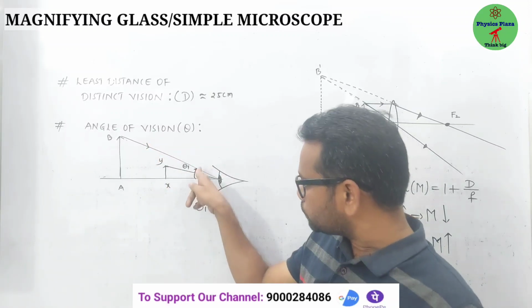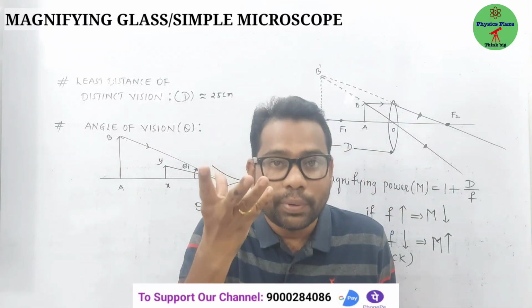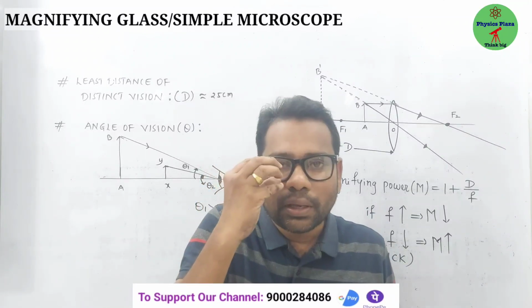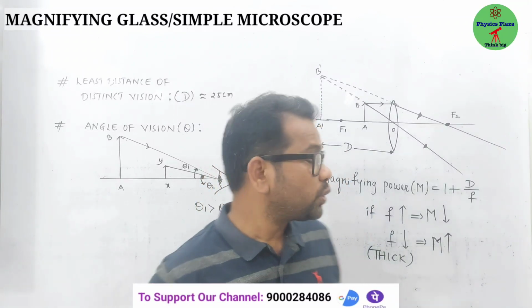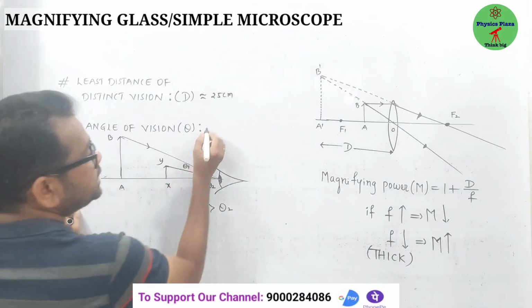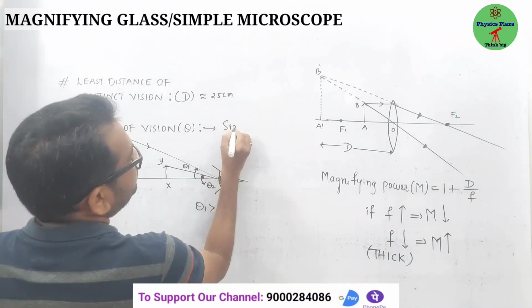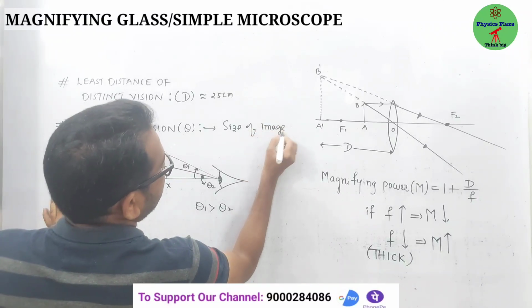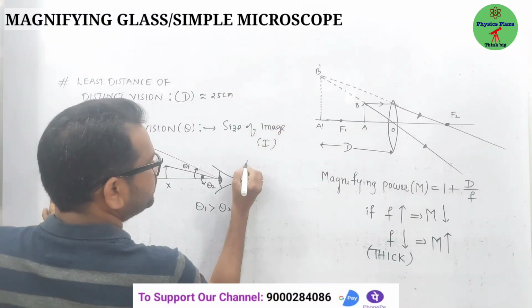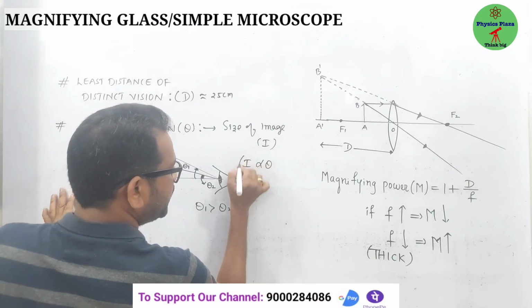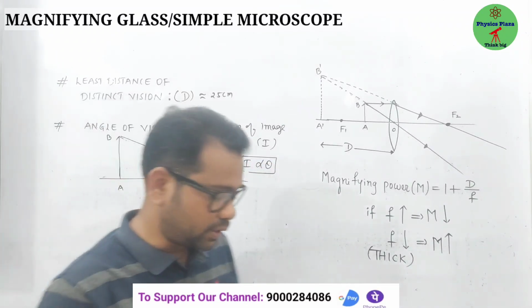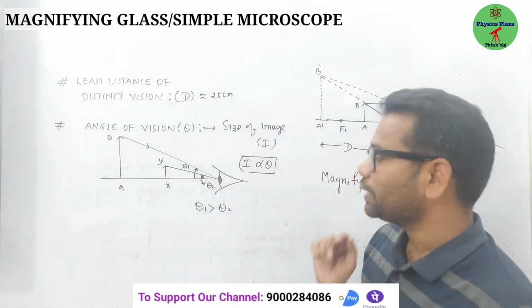If this angle of vision is more, the image size will be bigger, you feel it bigger. If the angle of vision is less, the image size will be a little smaller. So the angle of vision decides the size of the image. I can say that the size of the image is proportional to the angle of vision. Is it clear? Fine.